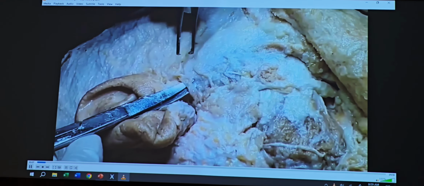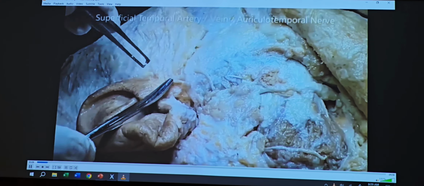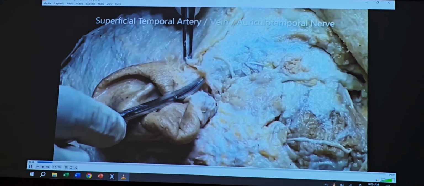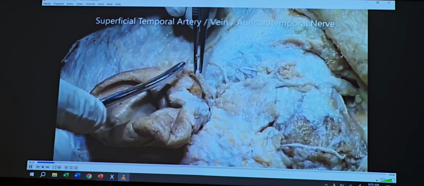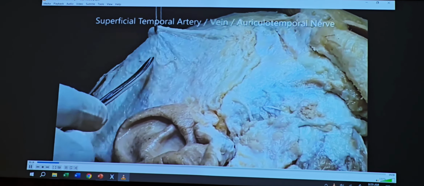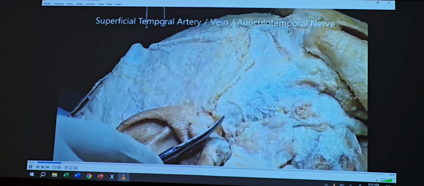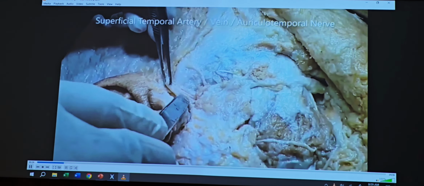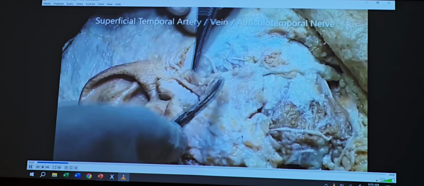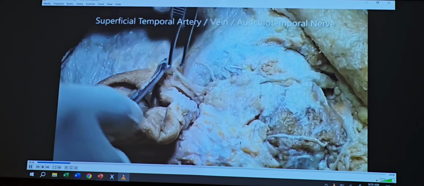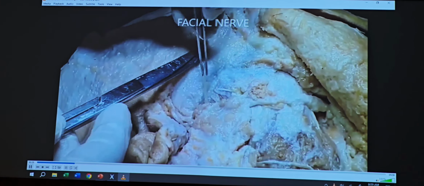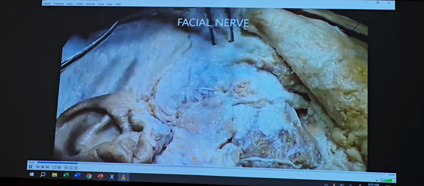So this is the superficial temporal artery, along with the vein and the auriculotemporal nerve. So there are three structures in this bundle, and they go to the temporalis fascia. Remember, while harvesting the temporalis fascia, you can see some bleeders, and these are all branches of the superficial temporal artery. And this is the auriculotemporal nerve.